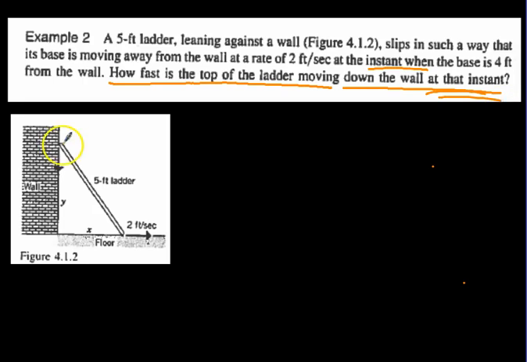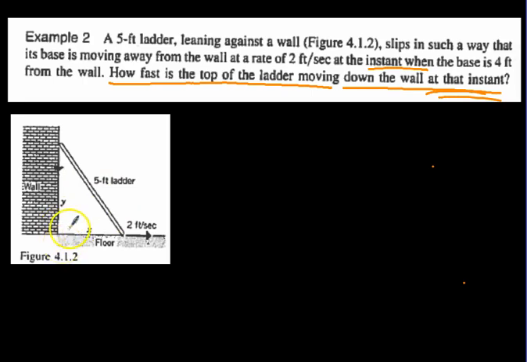So here's the top of my ladder. When this base is sliding outwards, clearly this is going downwards, and we want to know how fast it's going downwards when this is exactly 4 feet from the base of the wall. All right, let's think about this first. This is a triangle. So clearly this question deals with the Pythagorean theorem because we've got a right triangle being formed here. That wall makes a right angle to the ground.